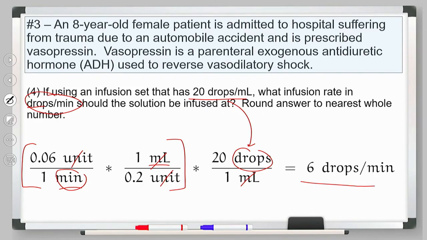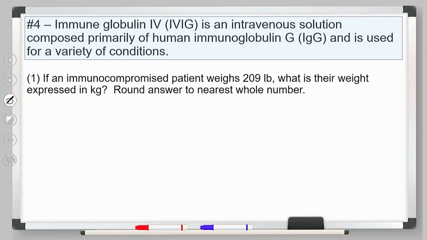Okay? So it's a little bit of a board game here. You need to kind of know what the terms are and then look at your units to kind of guide you there. All right? So, all right. I'm going to skip 4 for now for the sake of time.